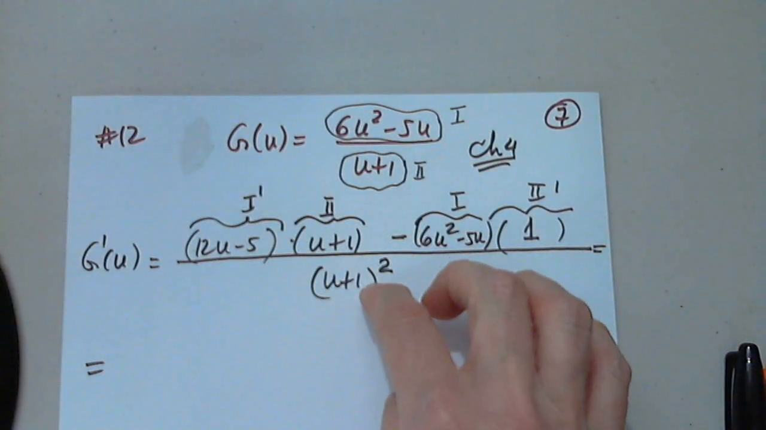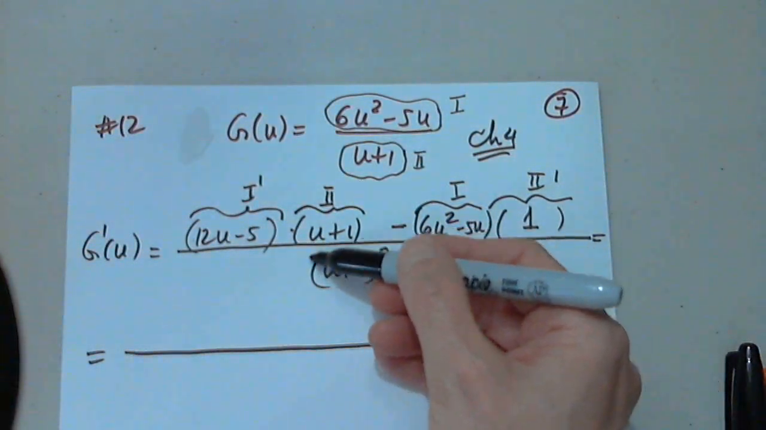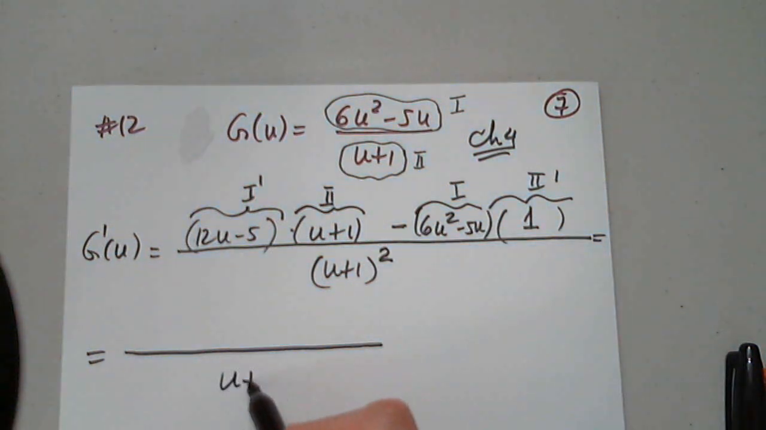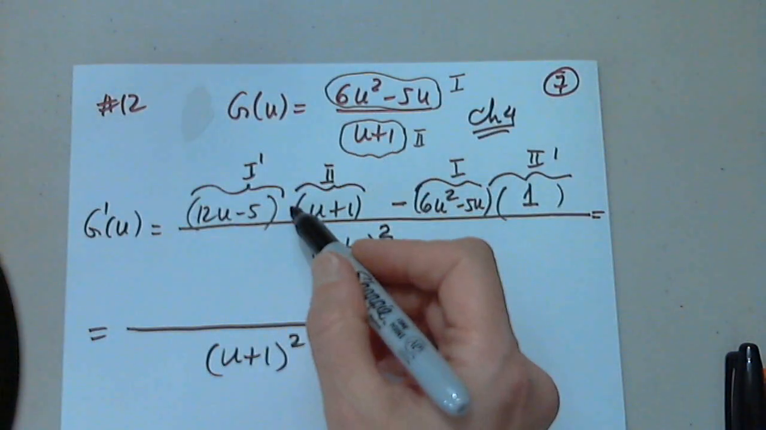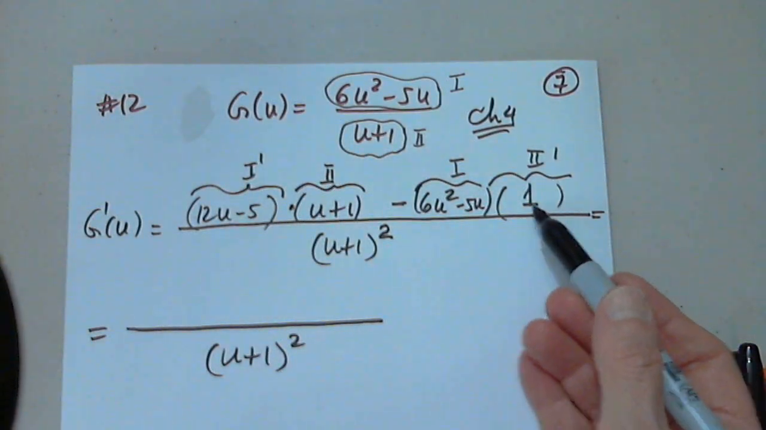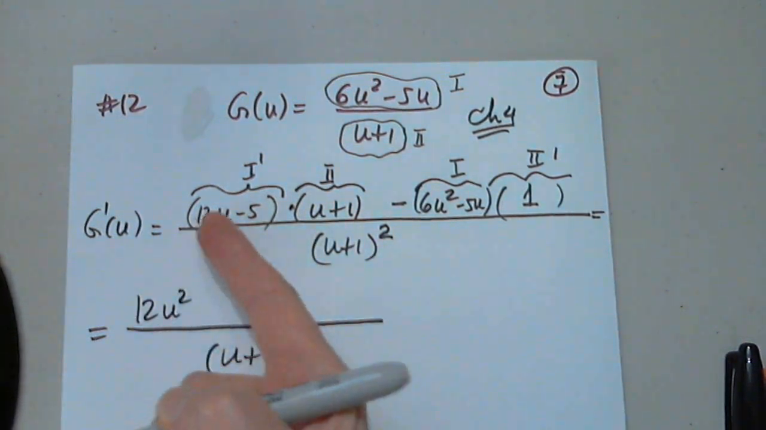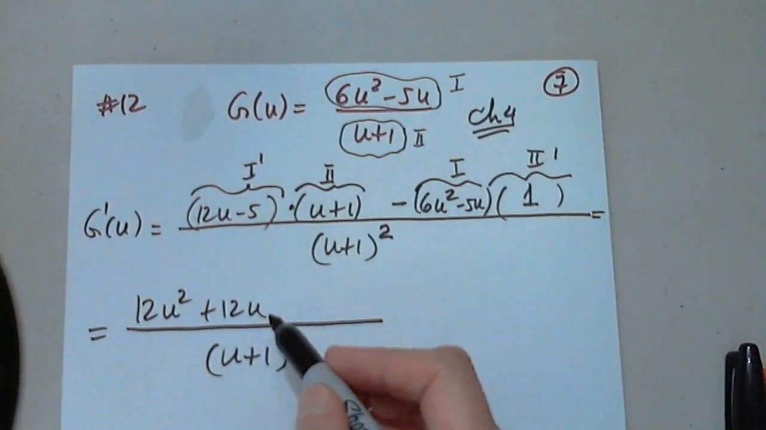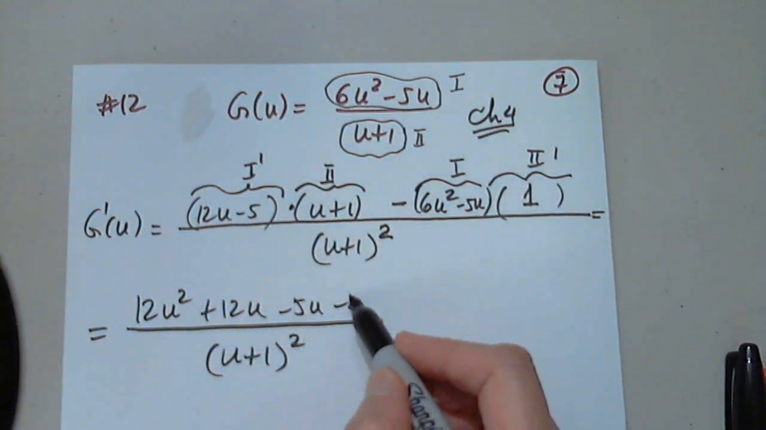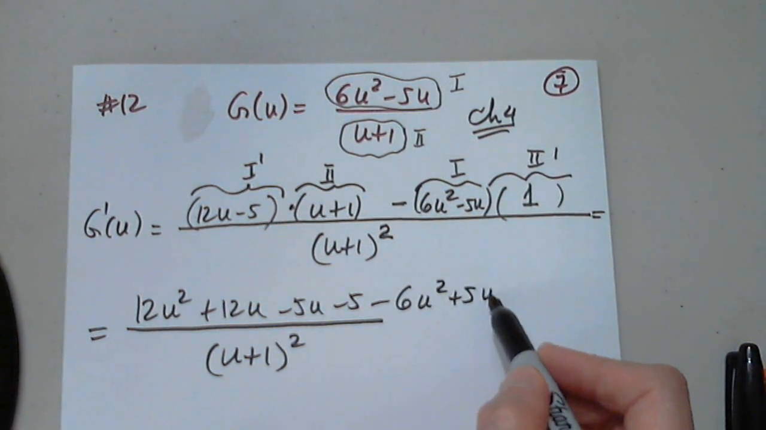Do not ever expand the denominator. I saw it in your work several times, although I said it many times. Please do not expand this. It has to stay as u plus 1 squared. Now here this is the product, so I have to multiply. Here it's easy, I only multiply by 1. So here I have to distribute. So I have 12u squared plus 12u minus 5u and minus 5. Here I only have to distribute negative 1, so minus 6u squared and plus 5u.